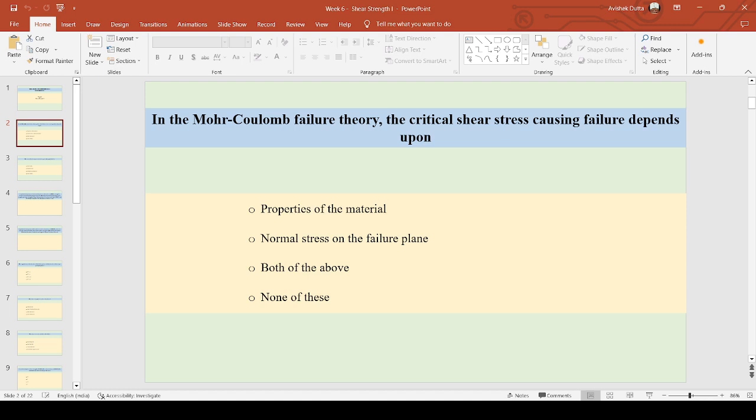I repeat the question once. In the Mohr-Coulomb failure theory, the critical shear stress causing failure depends upon, the options are properties of the material, normal stress on the failure plane, both of the above, or none of these. Next question.